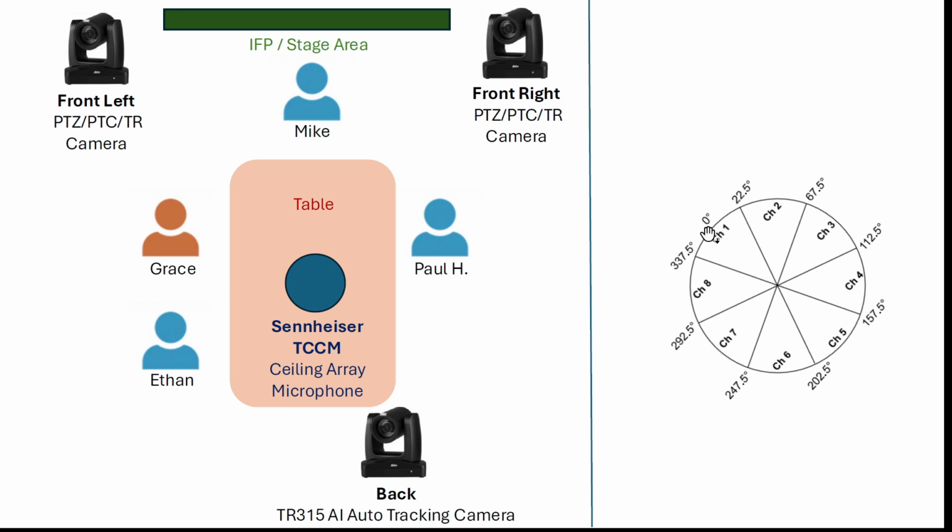And when Grace is talking, she will trigger channel 1, and then the MT300 will switch to the front right camera. When Ethan is talking, he will trigger channel 7, which will also be captured by the front right camera.